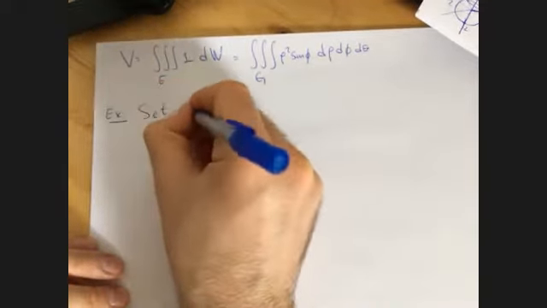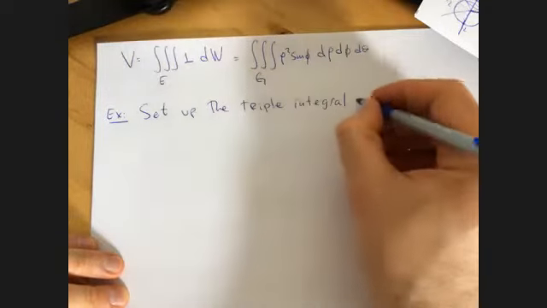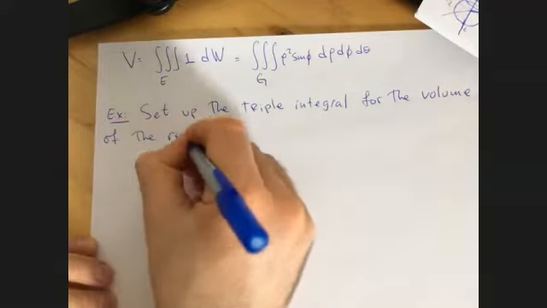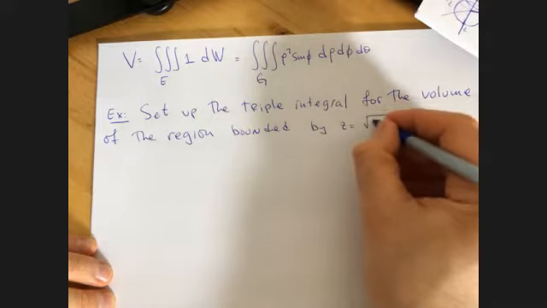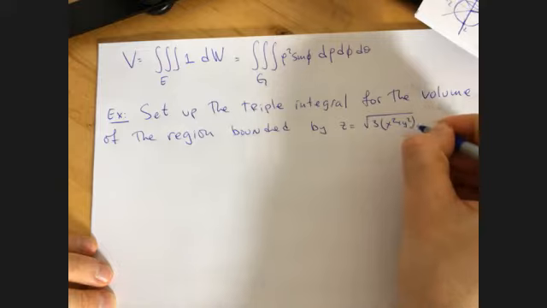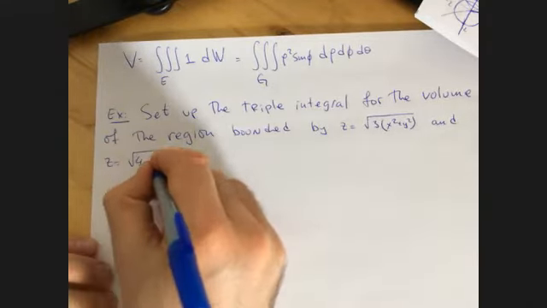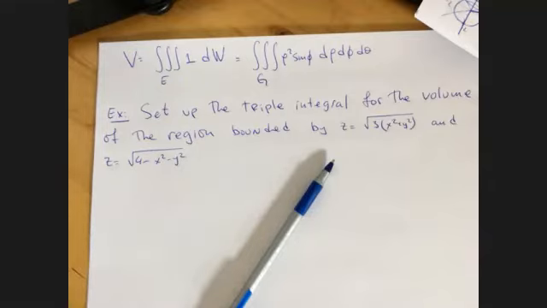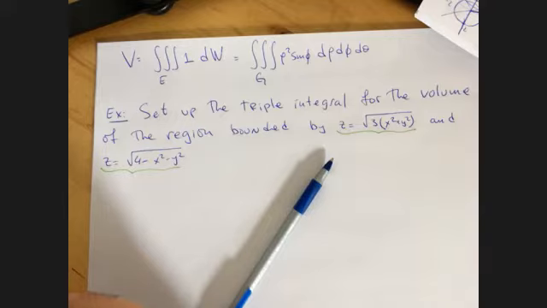Okay, that being said, let's set up as an exercise the triple integral for the volume of the region bounded by z equal to square root of 3 x squared plus y squared, and the hemisphere z equal to square root of 4 minus x squared minus y squared. So what are these? Can you guys recognize what this is? And what is this? As solids, right? Can you recognize them?